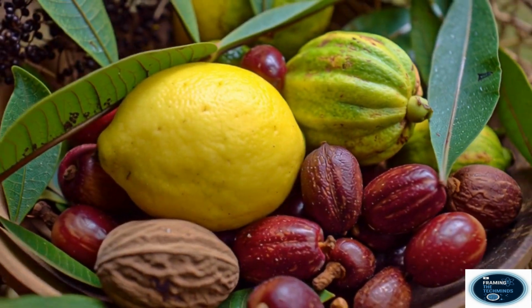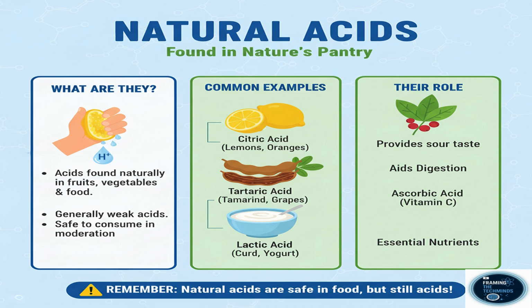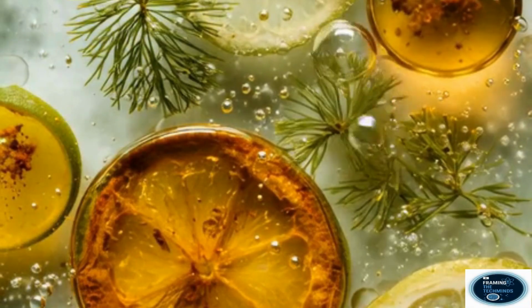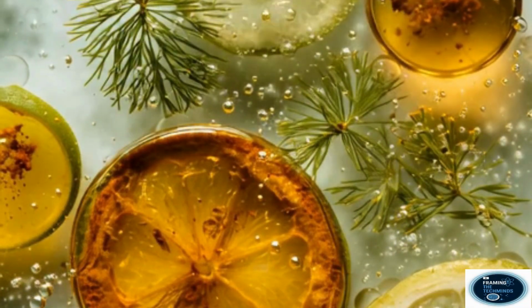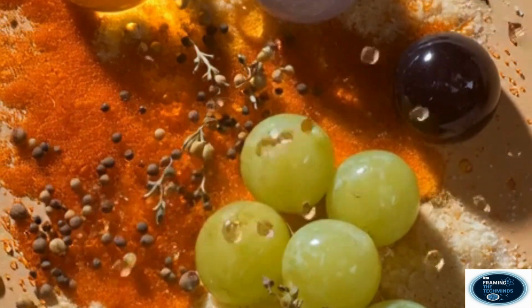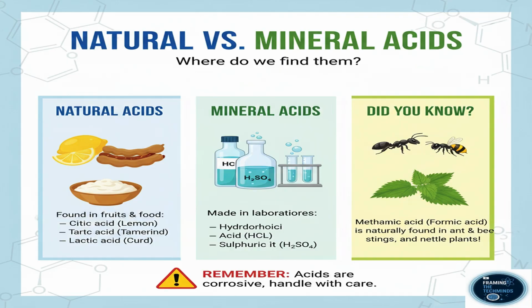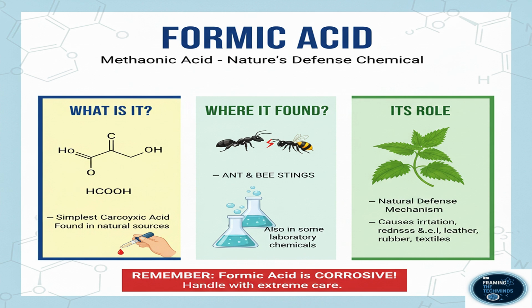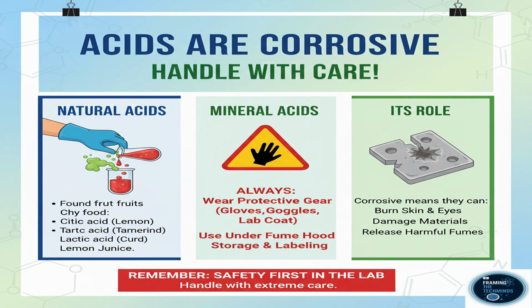Natural acids are found in fruits, like citric acid in lemon, tartaric acid in tamarind, and lactic acid in curd. Mineral acids are made in laboratories, such as HCl and H2SO4. Methanoic acid is also known as formic acid and it is naturally found in ant and bee stings, including the nettle plant. Remember, acids are corrosive, so always handle them with care.